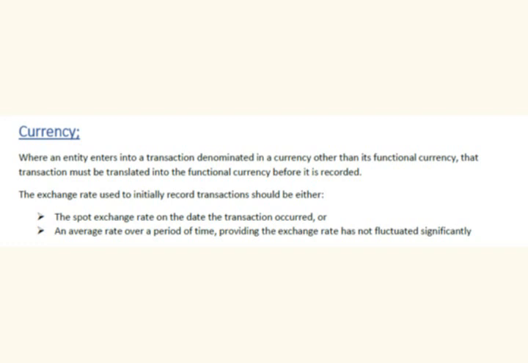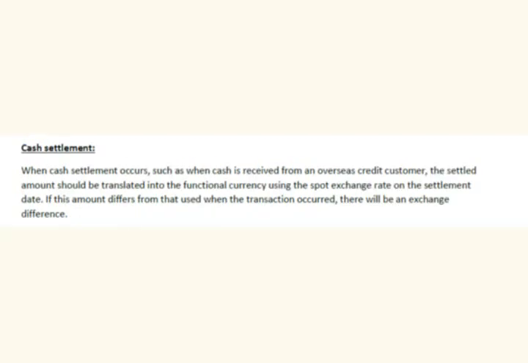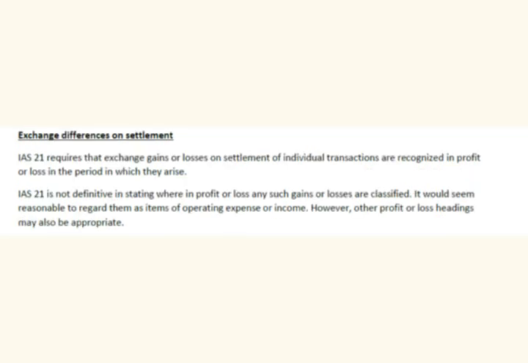The exchange rate used to initially record transactions should be either the spot exchange rate on the date the transaction occurred, or an average rate over a period of time, providing the exchange rate has not fluctuated significantly. Cash settlement. When cash settlement occurs, such as when cash is received from an overseas credit customer, the settled amount should be translated into the functional currency using the spot exchange rate on the settlement date. If this amount differs from that used when the transaction occurred, there will be an exchange difference.